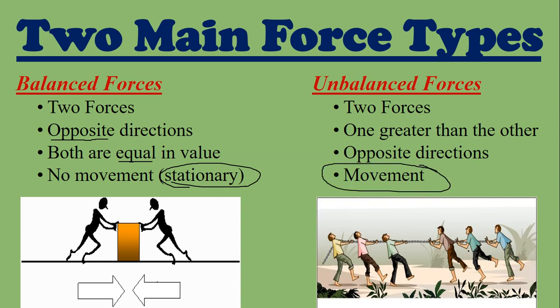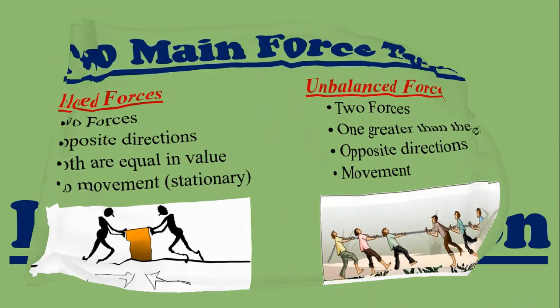You can think of it like tug of war. If you're doing tug of war and no one is making any headway, you have balanced forces. But if you're playing tug of war and your team pulls the other team over the line, then there were unbalanced forces in your favor.